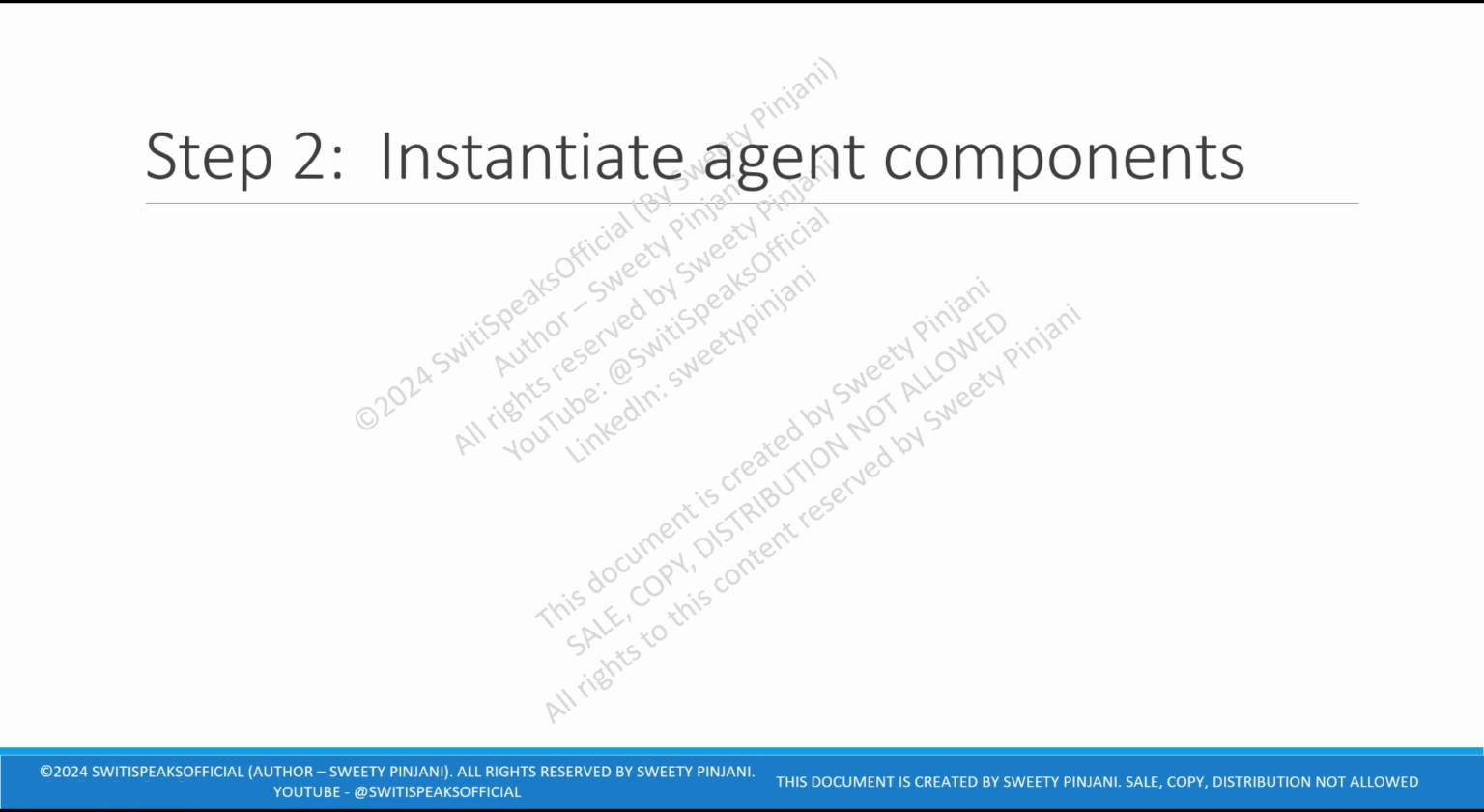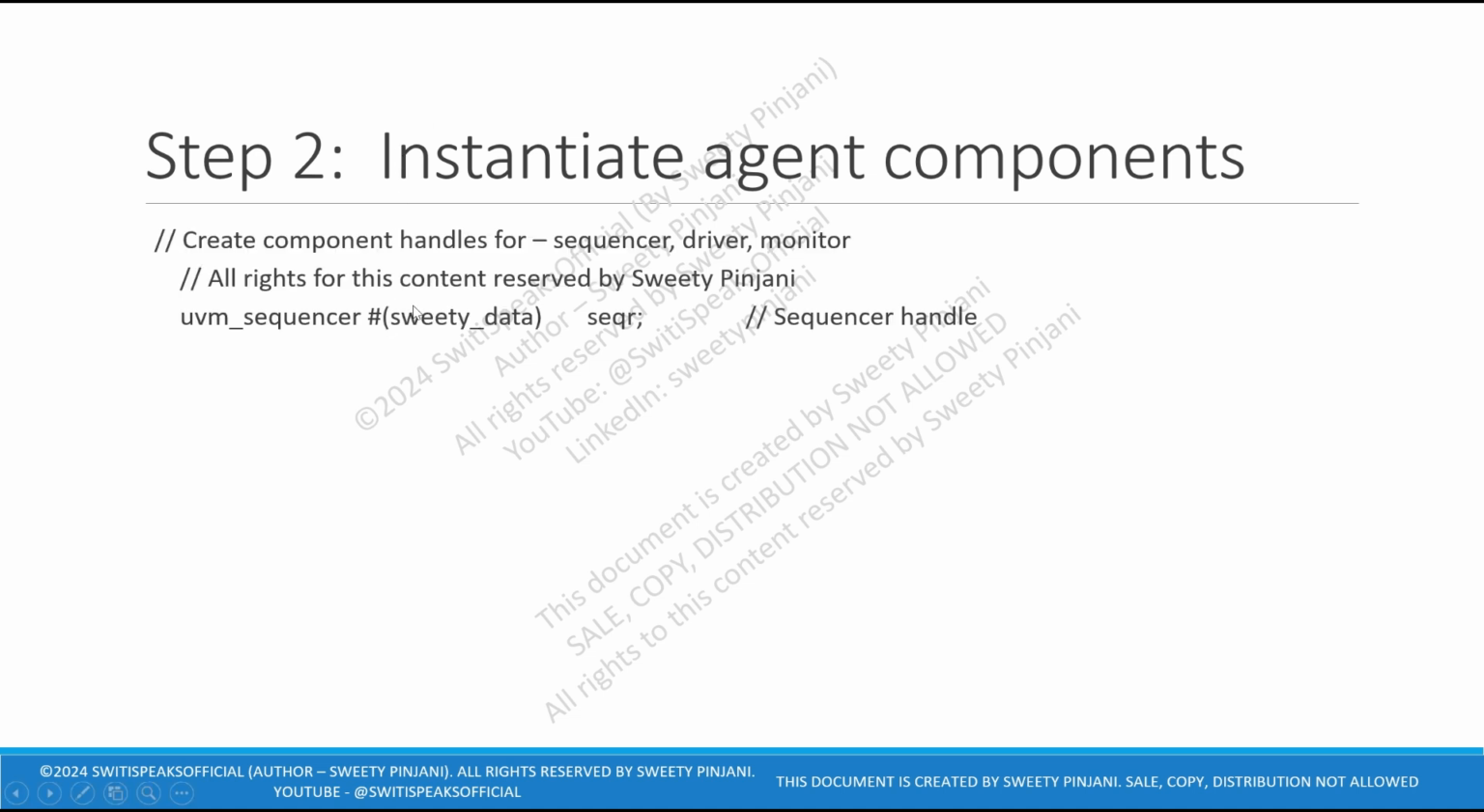Next, you need to instantiate the agent components. Which are the agent components? Three components: sequencer, driver, and monitor. Here we will create the handle for all three components. First, I am creating the handle for the sequencer, and the sequencer is parameterized by Sweetie data. This is the transaction object. This is your sequencer handle. Then you have the driver handle and you have the monitor handle.